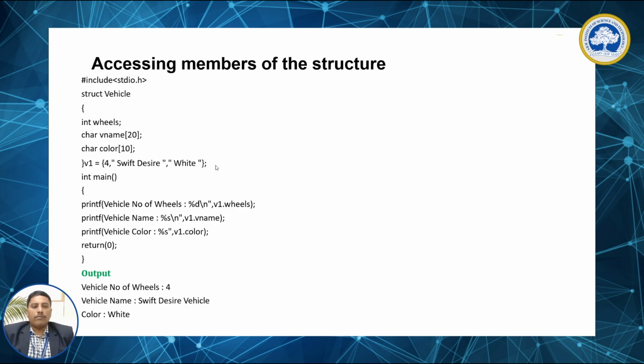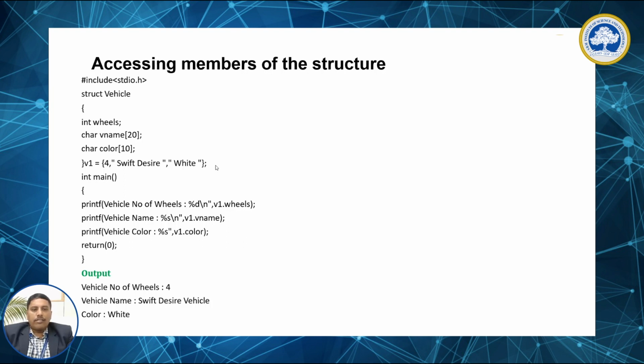Then I move on to the main function. Here I am going to print the number of wheels available in this vehicle. I already created the structure variable v1, so I make use of v1, the dot operator, and the member. I want to know how many wheels are available in this particular vehicle, so I use the wheels member: the structure variable name v1 dot wheels. So I get the result as 4.